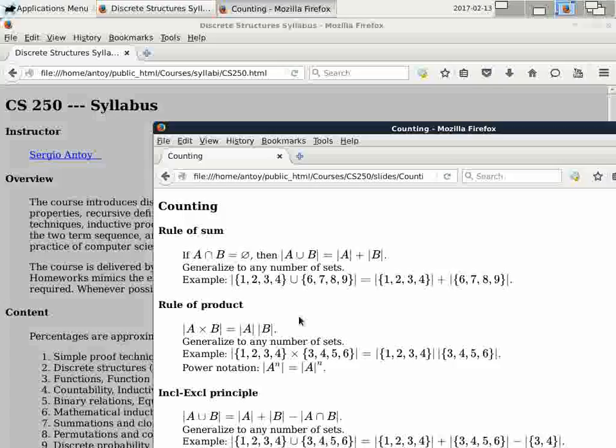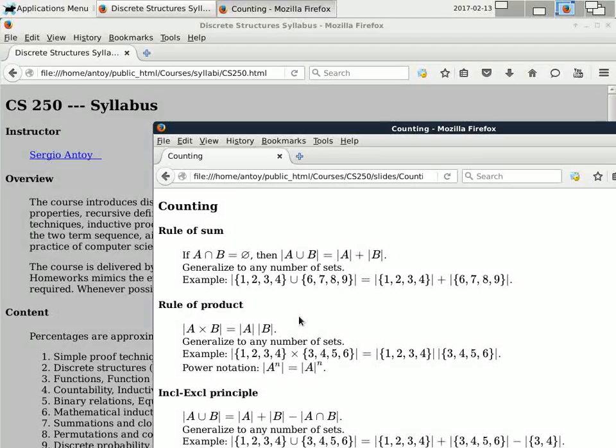Here we have a condition that the sets don't have any element in common. So the intersection of the two sets is empty. How many elements are there in the union? The sum of the elements of one plus the sum of the elements in the other.